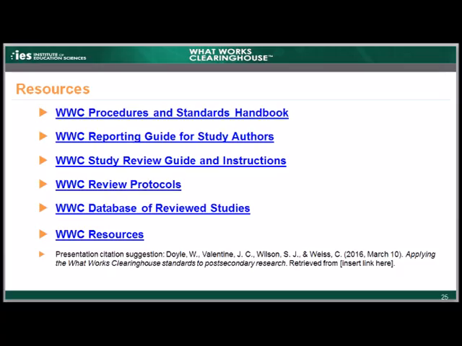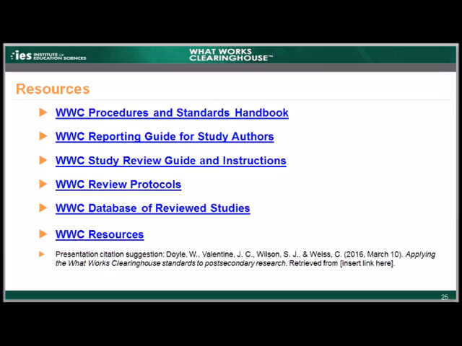The reporting guide for study authors provides some guidance on the types of information we need to be able to assess studies against standards. The study review guide is the tool we use when assessing studies. It is available to the public as well as instructions for its use. And all of our review protocols are posted on the web, again to facilitate transparency. And finally, if you're looking for whether we've reviewed a study or what it was rated, we provide a database of reviewed studies containing citations and information on over 11,000 studies that have been identified for one of our reviews.